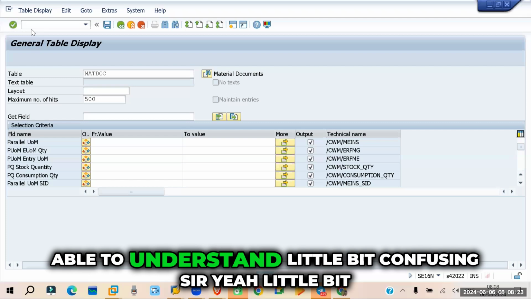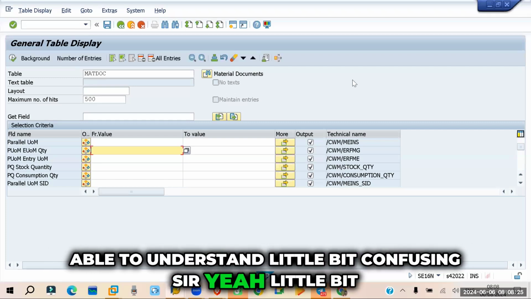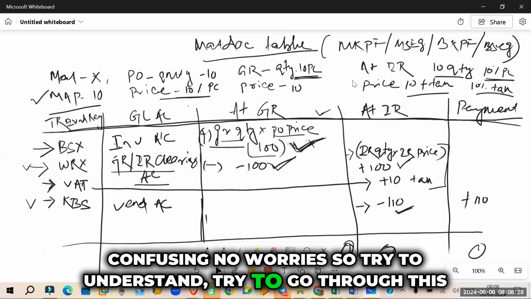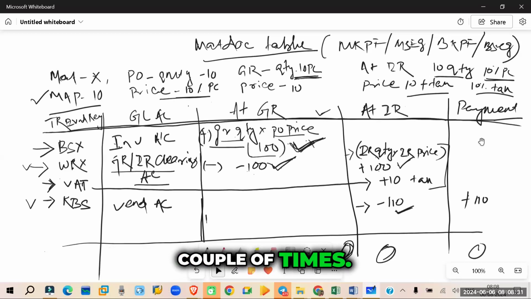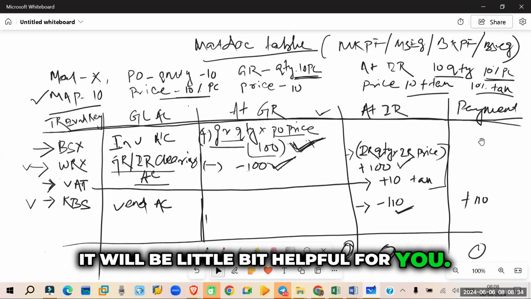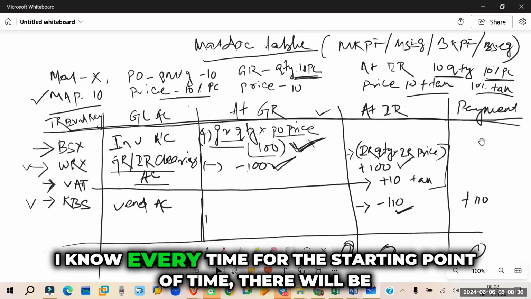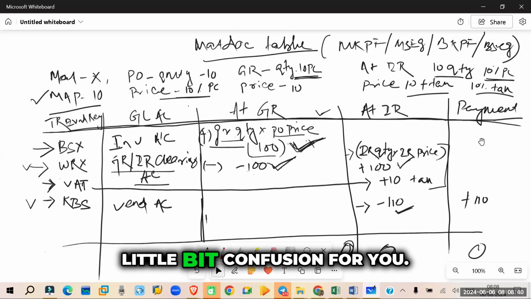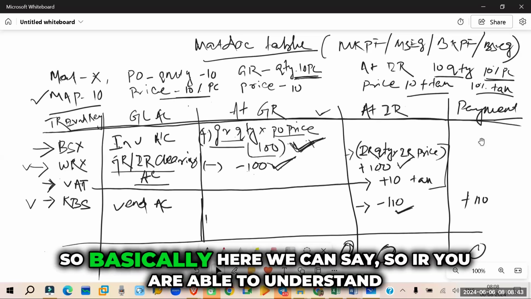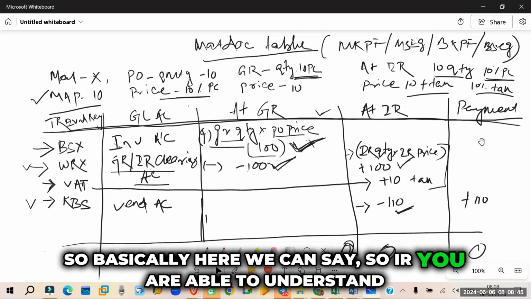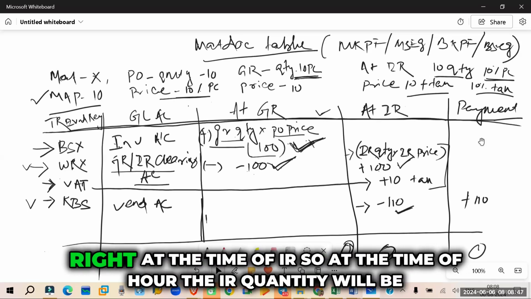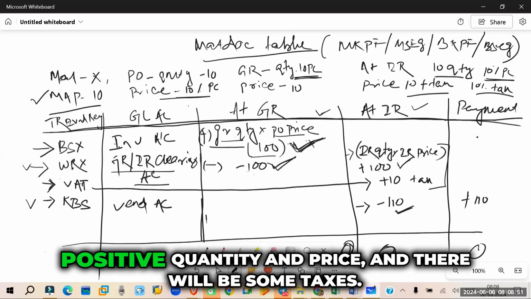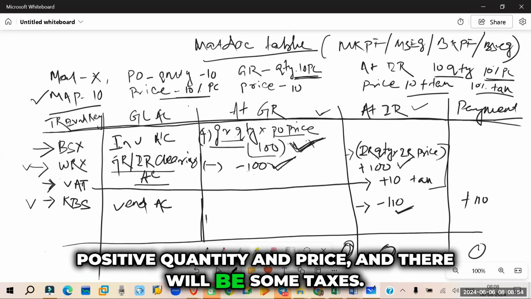A little bit confusing, sir. Yeah, a little bit confusing, no worries. Try to go through this a couple of times, it will be helpful for you. This is confusing, I know. Every time, at the starting point, there will be a little bit of confusion for you. So basically, IR you are able to understand, right? At the time of IR, the IR quantity and price will be positive, and there will be some taxes.